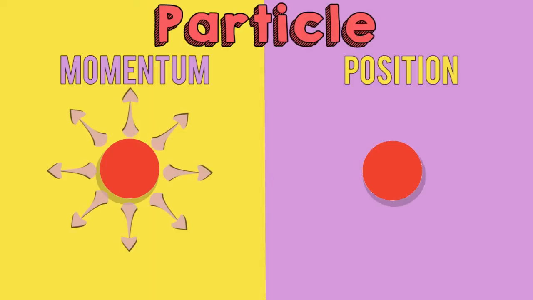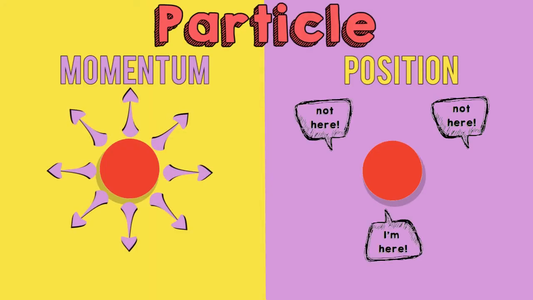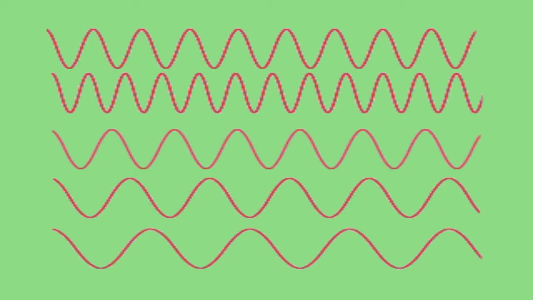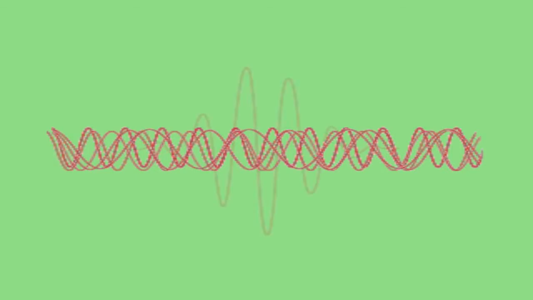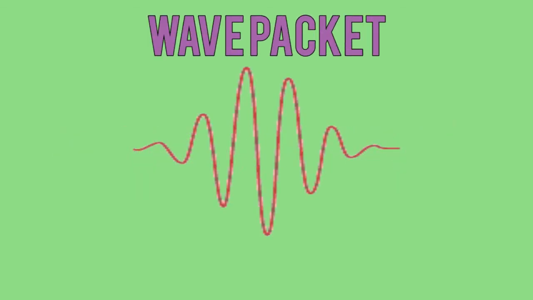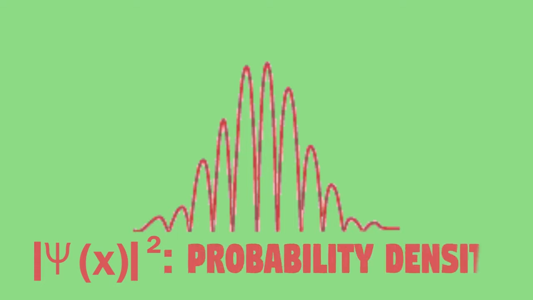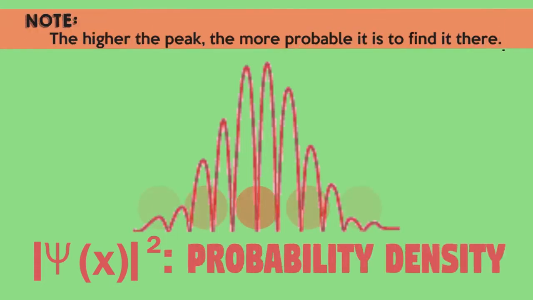A particle has no definite momentum but has a definite position, and a wave has a definite momentum but no definite position. We can add waves of multiple trials to have a smaller wave packet. This can be represented by a wave function. The square of the wave function is the probability density. It tells us how probable it is for a particle to be in that state.